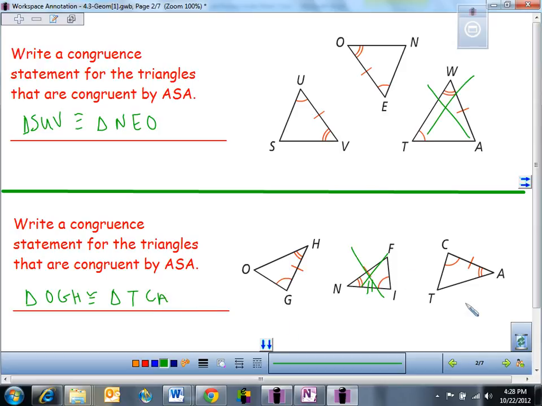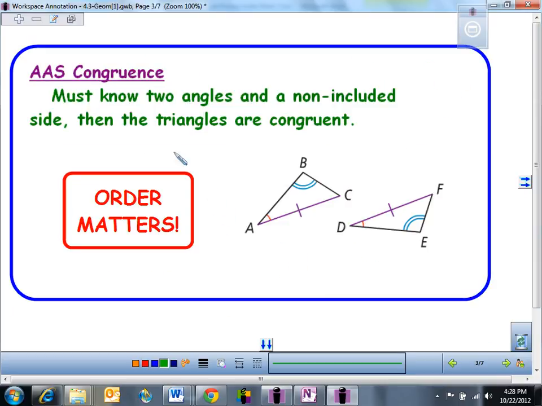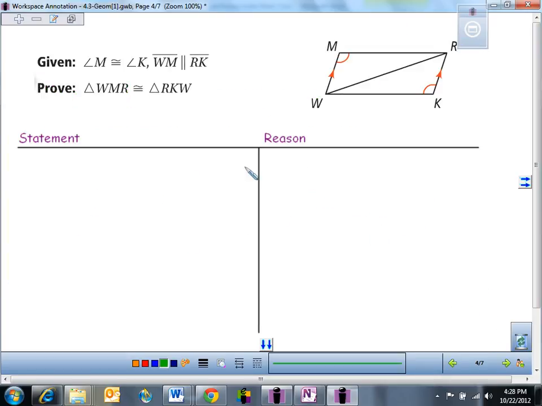And again, please pause the video if the kids need more time to write. Here's our last theorem for today, AAS. So we have SSS, SAS, ASA, and AAS. You must know that two angles and a non-included side, then this is showing the congruence. So we have AAS, so we can actually skip a side in there. So AAS, order matters. So let's do a proof.